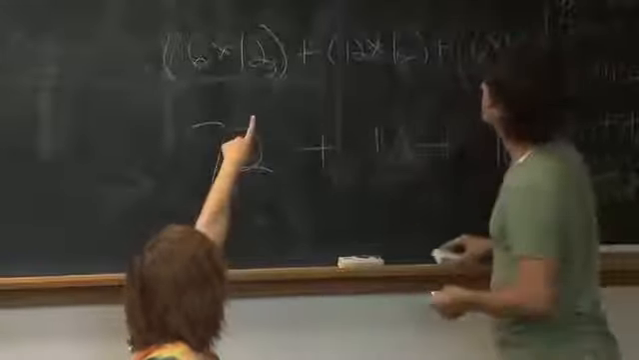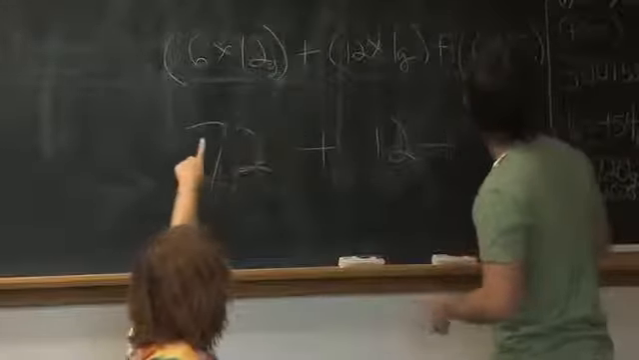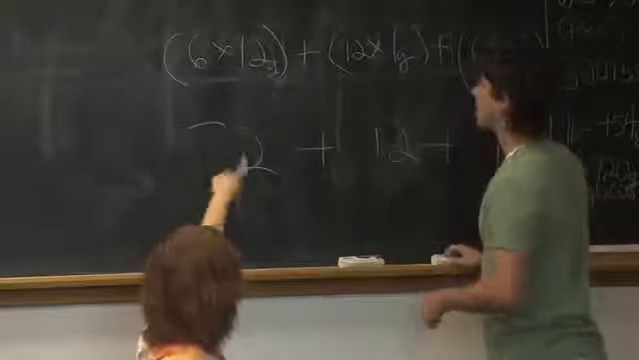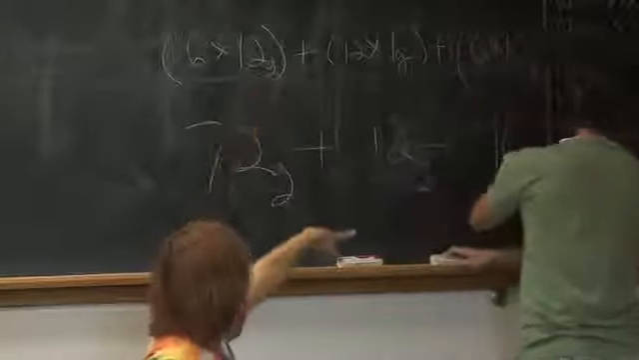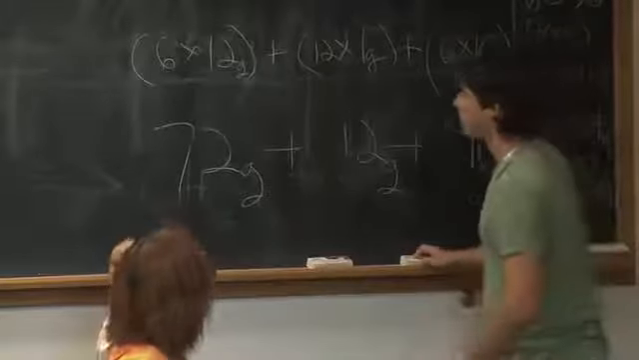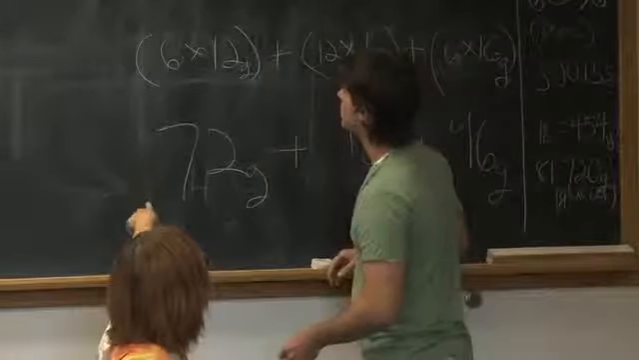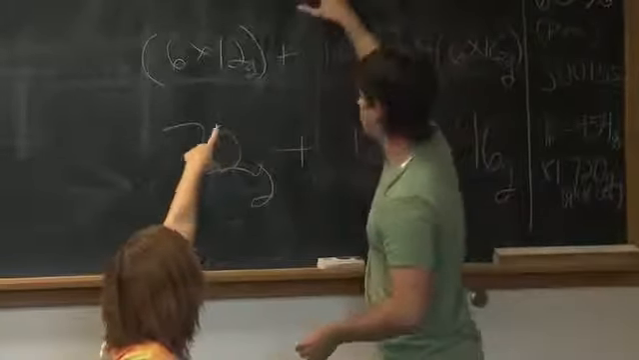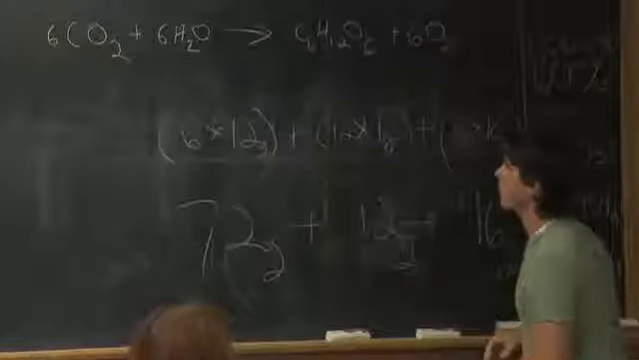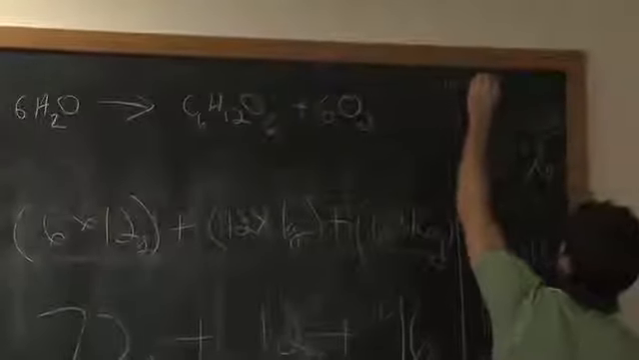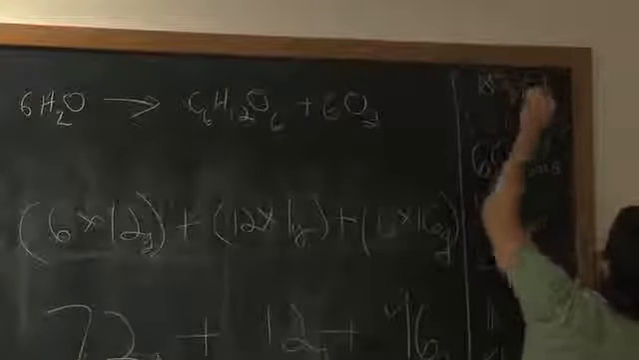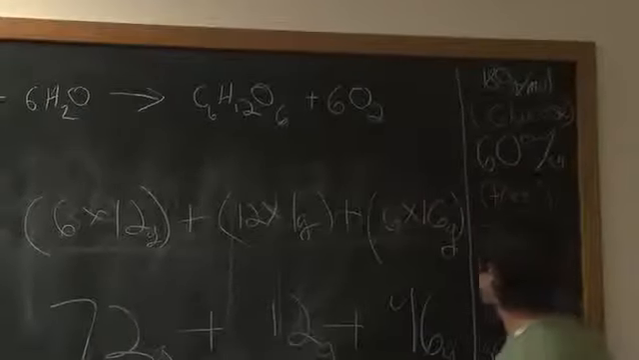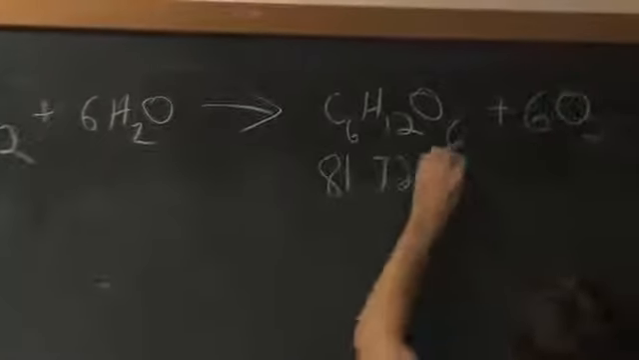So for 1 mole of C6H12O6, there's 72 grams of carbon, 12 grams of H, and then 96 grams of oxygen. You stick them all together, and that means 1 mole of that is 180 grams. Yes, 180 grams per mole. Okay. Awesome. So 81,720 grams.